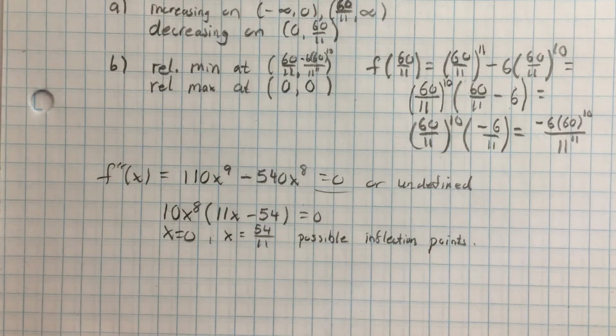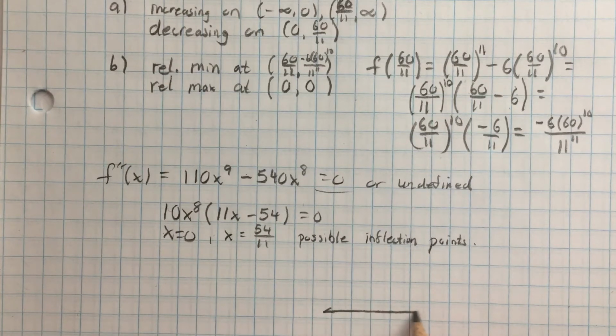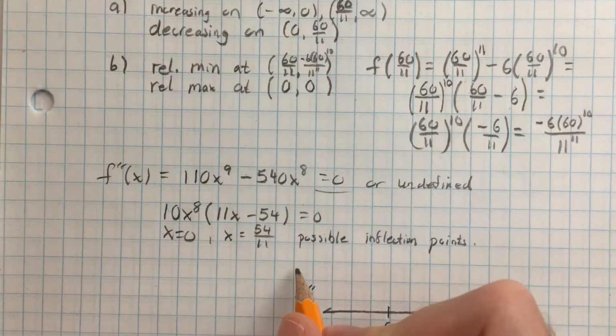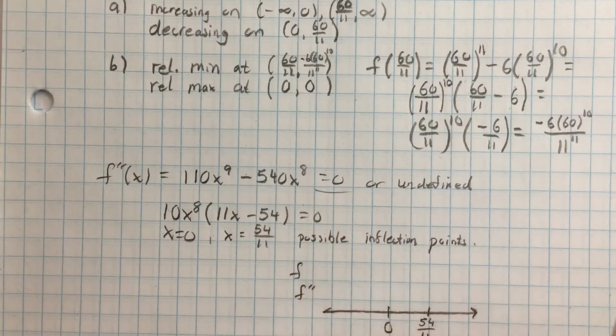All right, so making another sign chart, but this time for the second derivative. So our sign chart has 0 again, but 54/11ths, slightly before the 60/11ths value we had a minute ago. So I'll make it look just a little bit closer. The 60/11ths was a little bit over here, perhaps. And we know what's going on with f. Okay, so there's our sign chart.